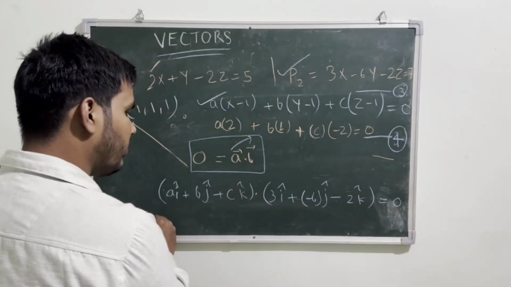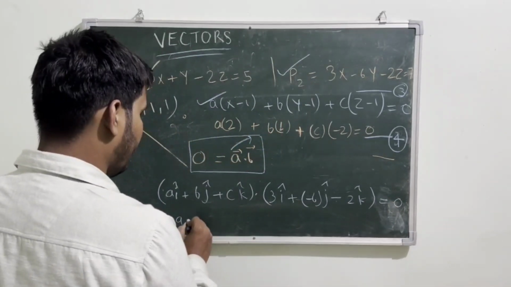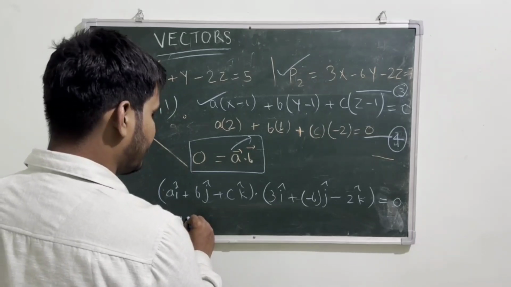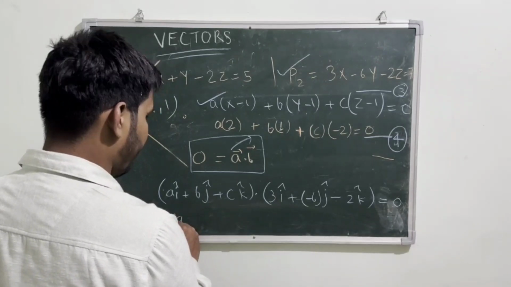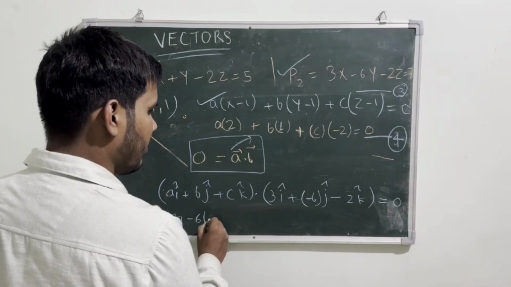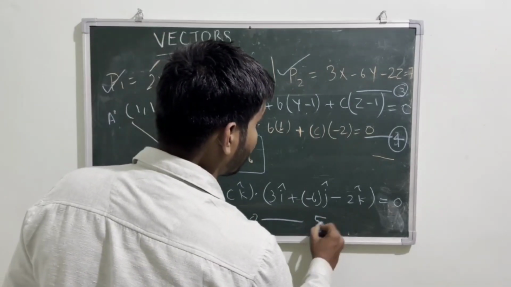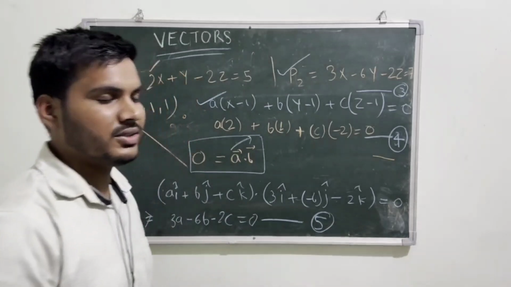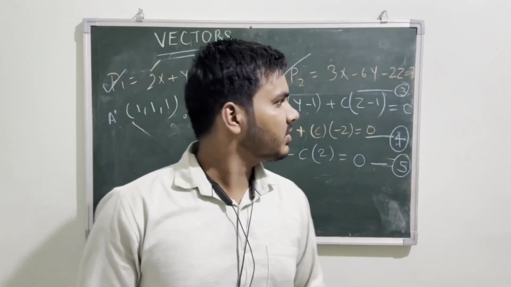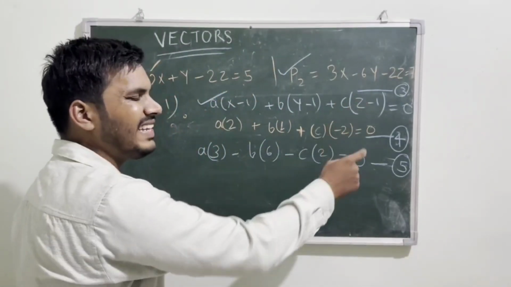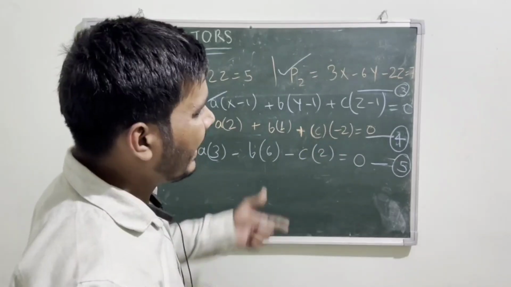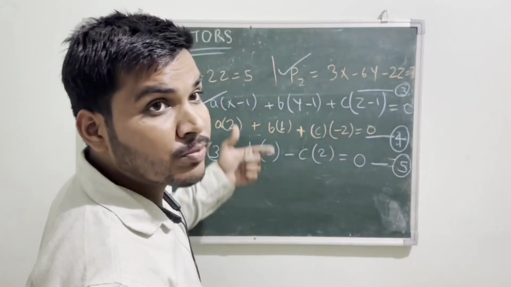On solving both the equations, we are going to get 3a - 6b - 2c. This is our fifth equation. So we have derived 5 equations. So students, we have obtained 3 equations: equation number 3, equation number 4 and equation number 5. And we can solve them by using cross multiplication.